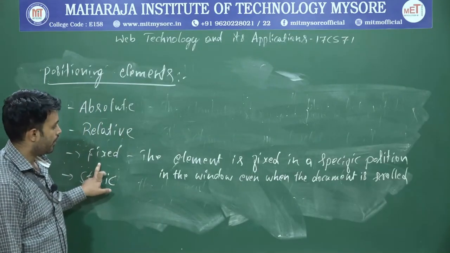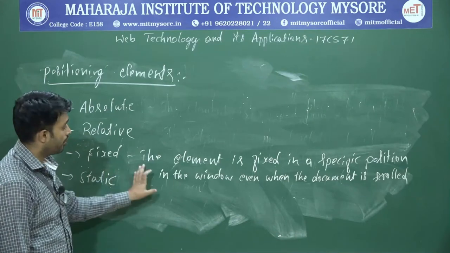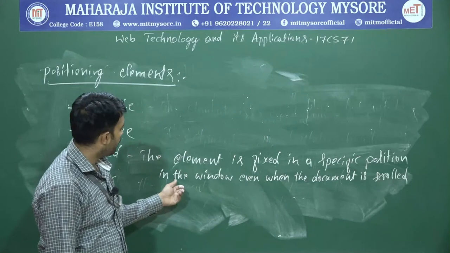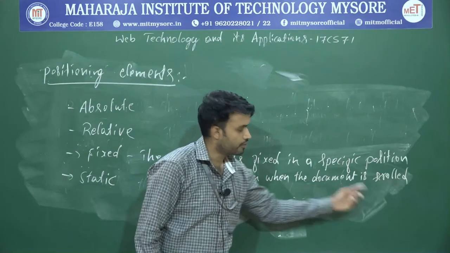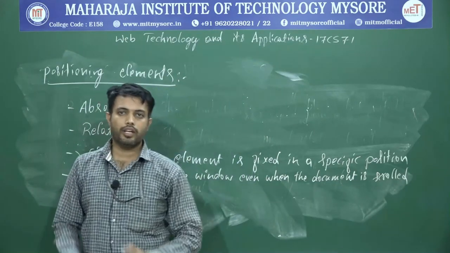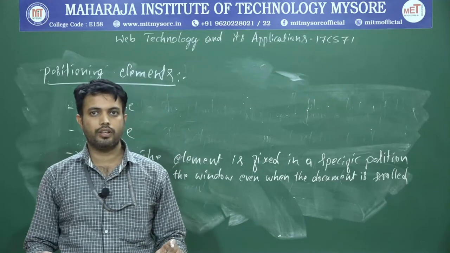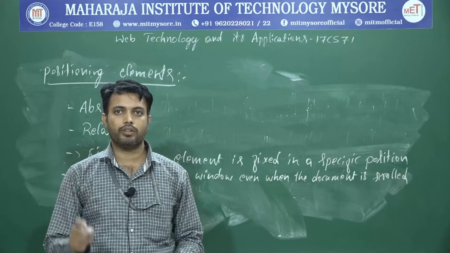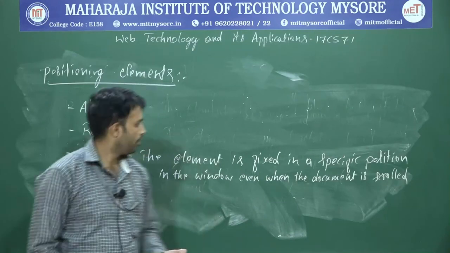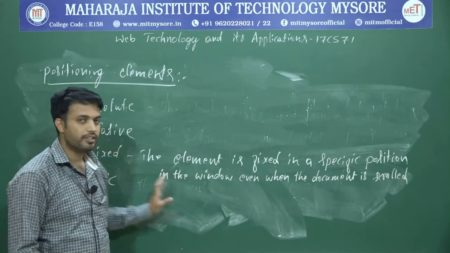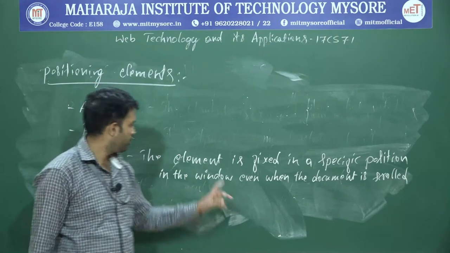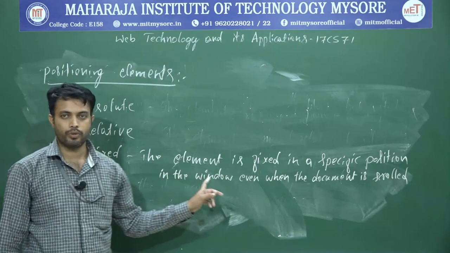Next one is the fixed element. Fixed position: the element is fixed in a specific position in the window even when the document is scrolled. That means that image is fixed. Even if we have many other elements and we scroll, you can see that the image stays in that particular position itself. So that is fixed position.